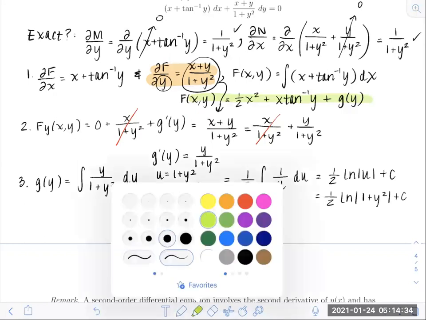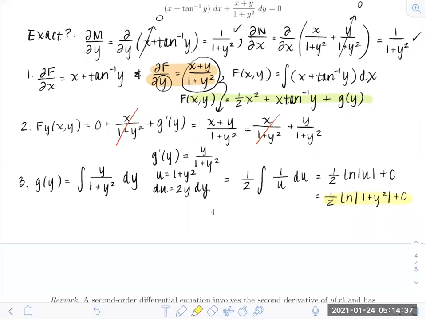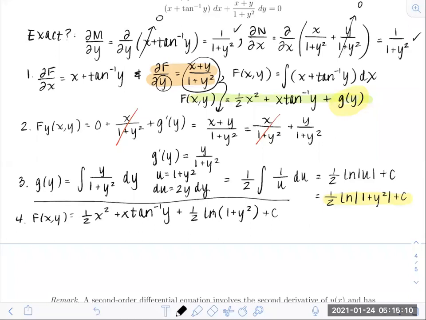Finally, we're going to take this value for g of y, and we're going to substitute it up above here in that green equation. So we have f of x y equals 1/2 x squared plus x tangent inverse of y plus 1/2 natural log of 1 plus y squared plus c. Now, I would absolutely accept this for full credit.